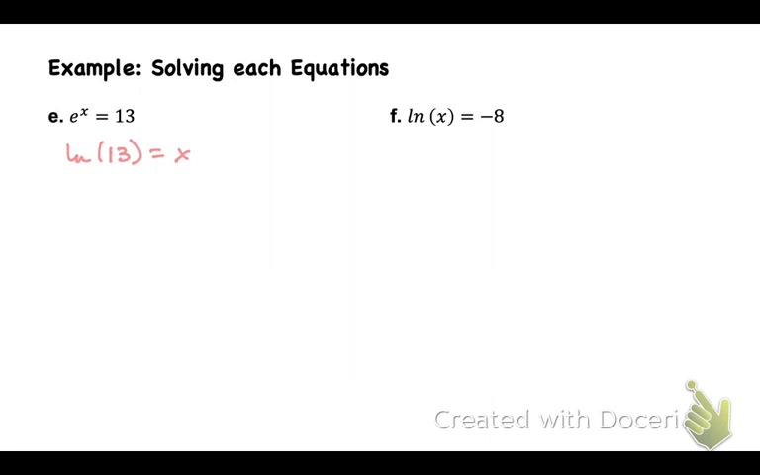Natural log of x equals negative 8. So just switch forms, right? Base e to the negative 8 equals x. Can I leave it like that? No. 1 over e to the 8th.